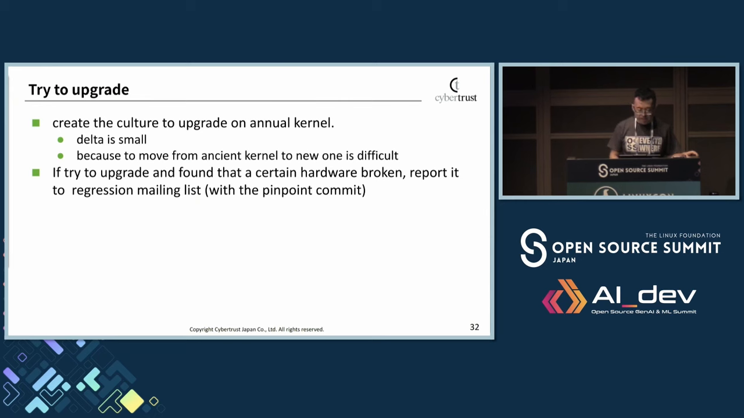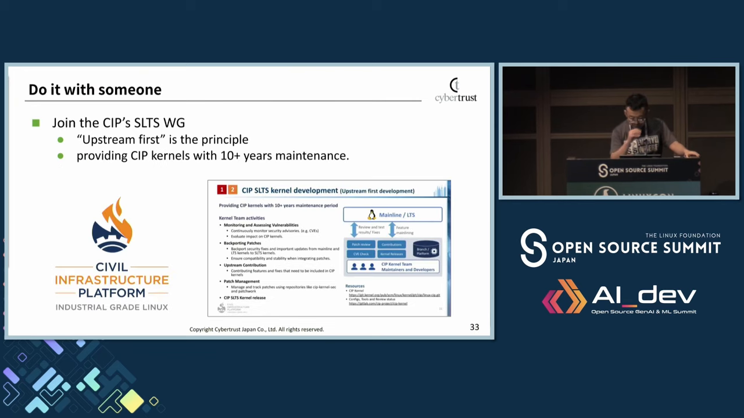Next is to try to upgrade. This includes actually doing the upgrade, but it also means creating a culture of regularly upgrading by repeating the process in your company. As you know, if you upgrade Linux regularly, the delta stays small. If you try to upgrade and find a problem on your hardware, please report it to the mailing list as well. I think it's difficult to continue doing this alone.